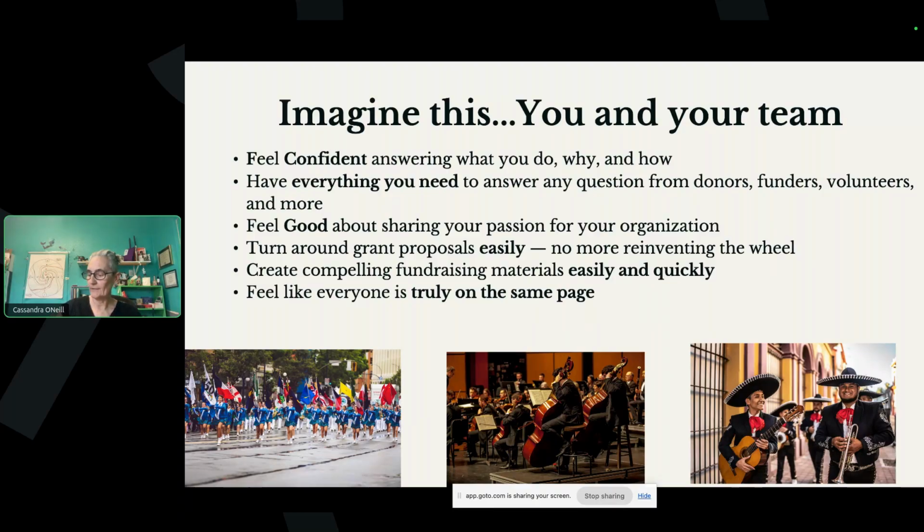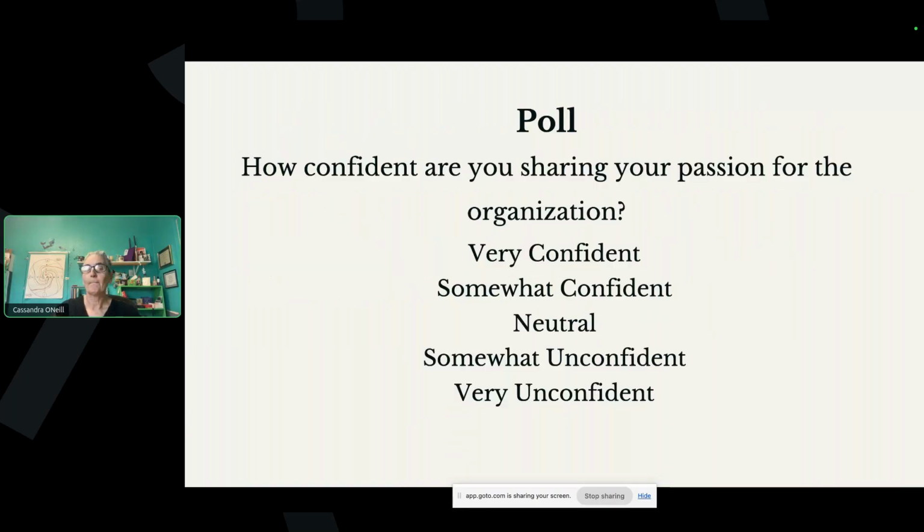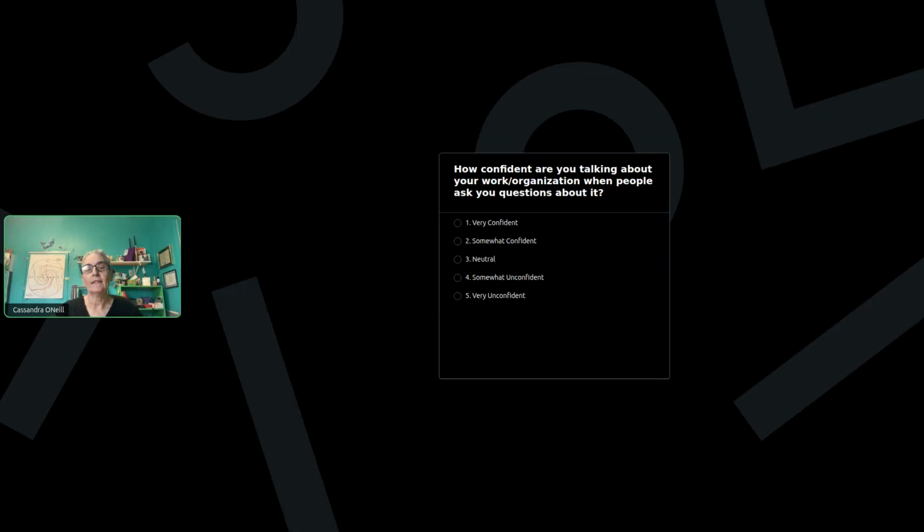So here is our first poll. How confident are you in sharing your passion for the organization that you work with? And the choices are very confident, somewhat confident, neutral, somewhat unconfident, or very unconfident.